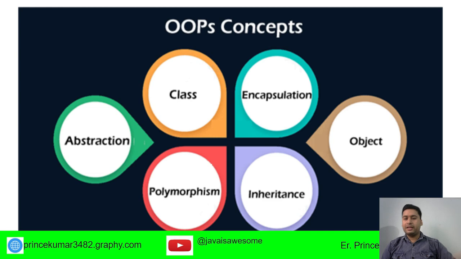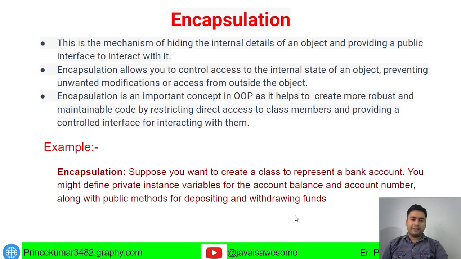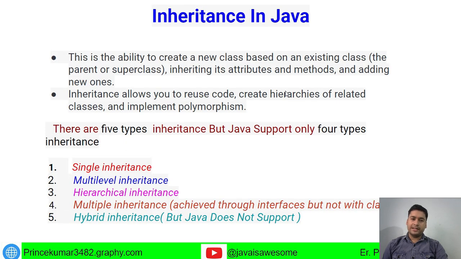And then we started with encapsulation and how we can extend the parent class into the child class. For that we have already looked at what inheritance is. Inheritance has 5 types, but Java supports only 3 types of inheritance. We have discussed encapsulation also. Let's go to inheritance. Here you can see 5 types of inheritance, but Java supports only 3 types.